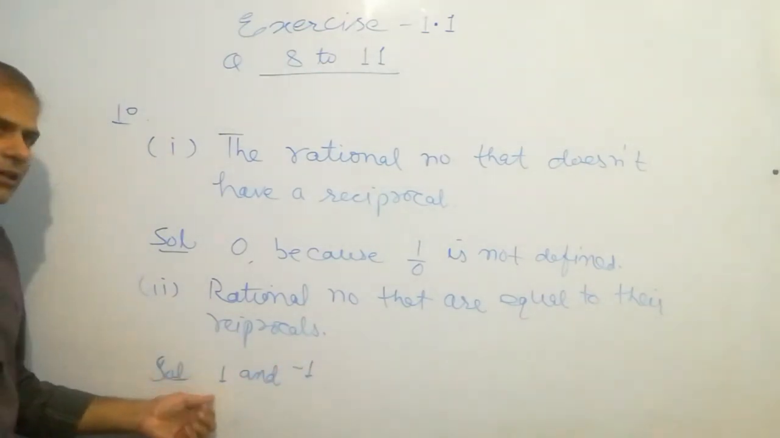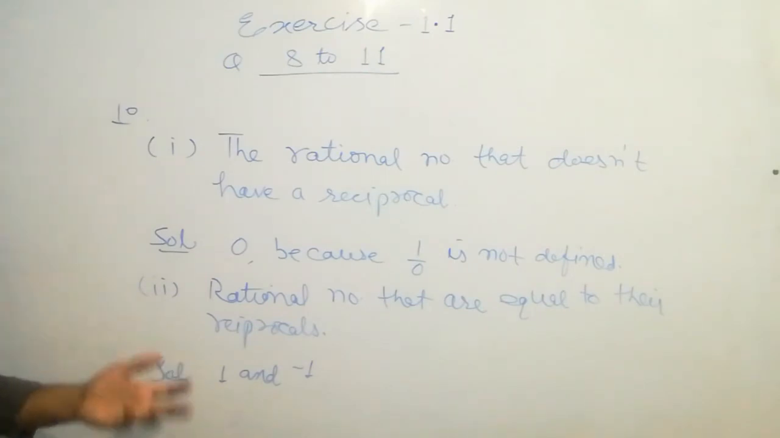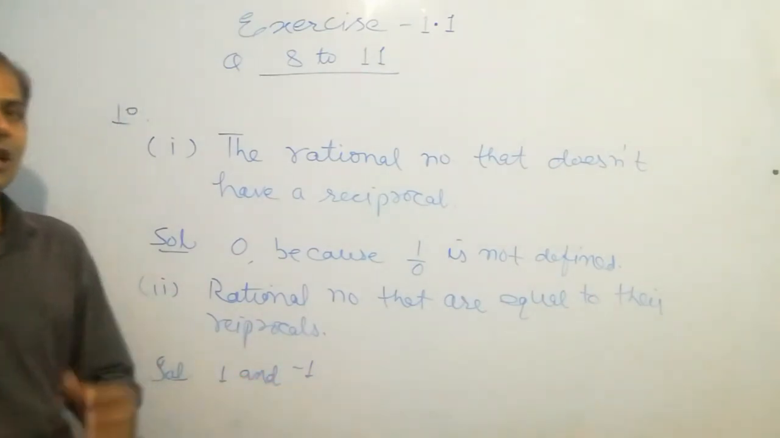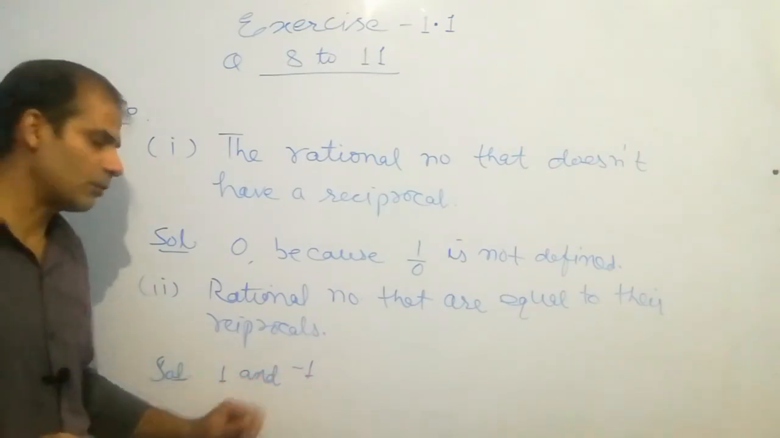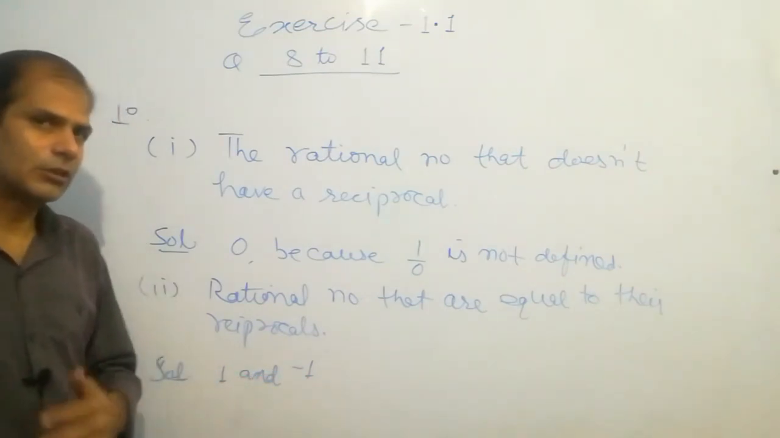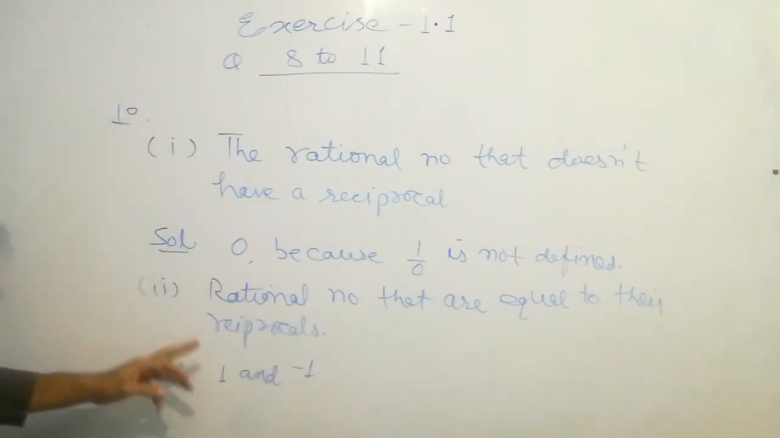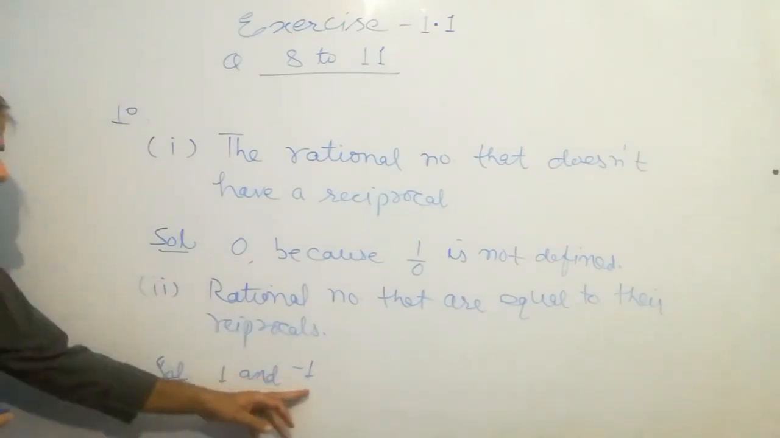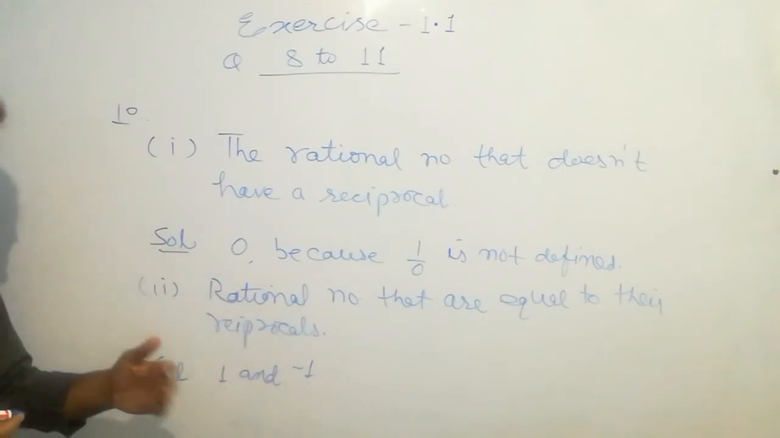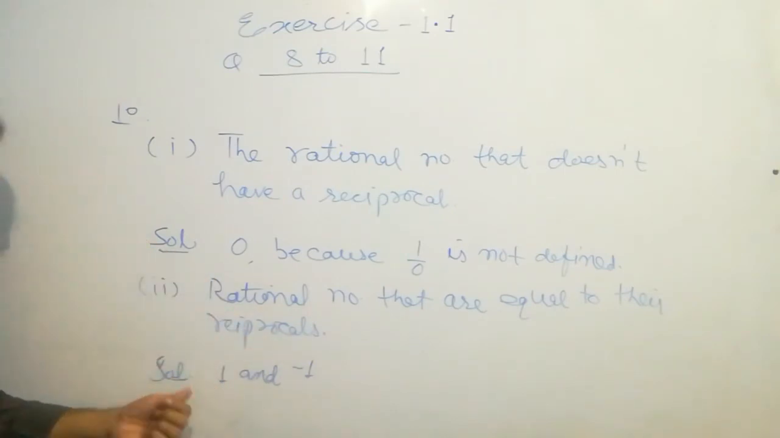Because the reciprocal of 1 is 1. 1 upon 1 means 1, and the reciprocal of -1 is again -1, because -1 upon 1, if you convert into reciprocal, again it will be -1. So the reciprocal of 1 is also 1 and the reciprocal of -1 is -1, meaning the reciprocals are equal to themselves.